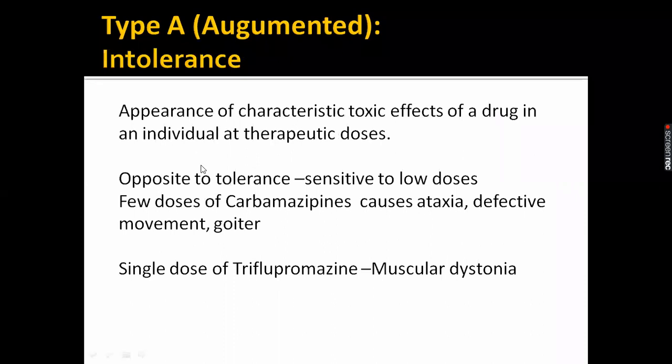Intolerance, appearance of characteristic toxic effects of the drugs in an individual at therapeutic dose. So here it is at a therapeutic dose. So it is the opposite of tolerance. Even the person becomes sensitive to low doses. So few doses of carbamazepine can cause ataxia, defective movement, goiter, all these things can be seen.